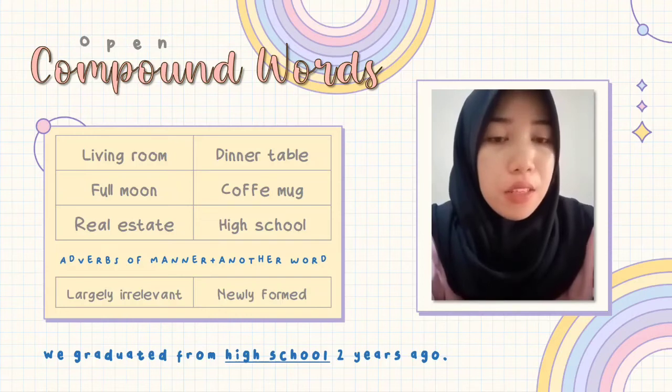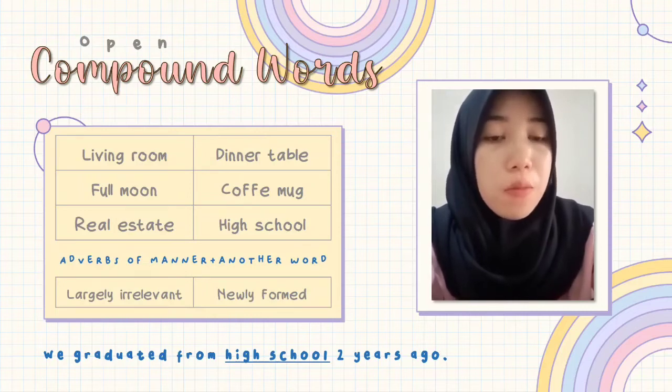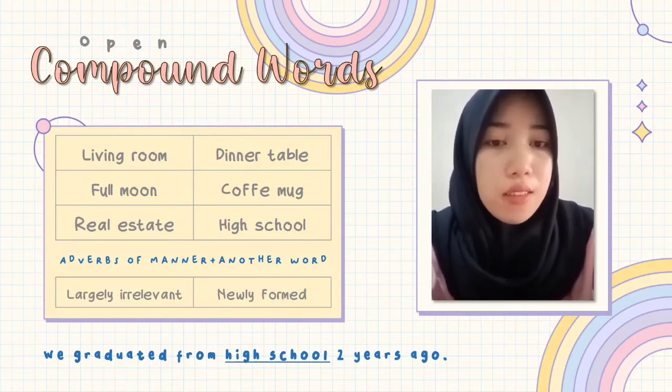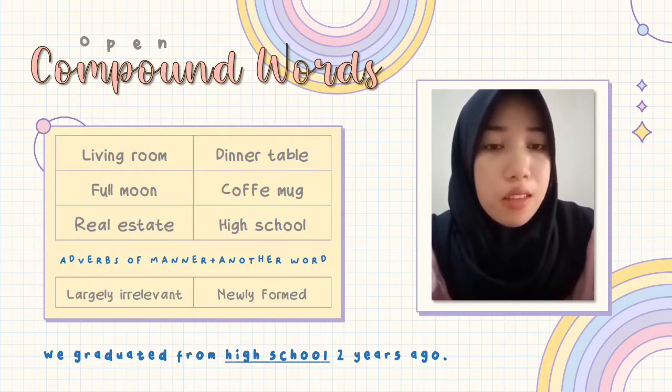Alright, the next material is about examples of compound words. The first is examples of open compound words. As you can see on the screen, like living room, full moon, real estate, dinner table, coffee mug, high school, and human rights. Another example is adverb of manner plus another word, for example, largely irrelevant and newly formed. As you can see on the screen, I gave an example in a sentence. We graduated from high school 2 years ago. Another example: Entin and her friends are watching TV in the living room.